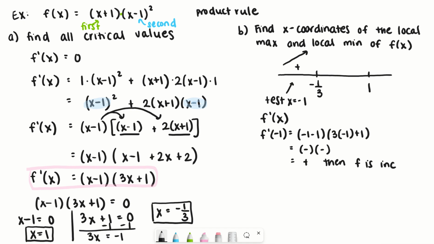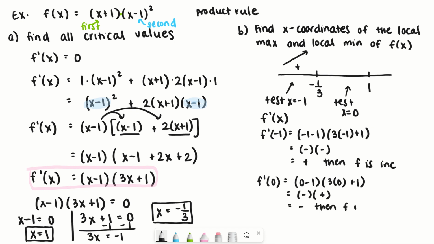Now I want to test an x value in between -1/3 and 1. So an easy one to test would be x equals 0. Once again, I'll test that into the derivative function. So now I'll get 0 minus 1 times 3 times 0 plus 1. 0 minus 1 is a negative number, and then this becomes a positive. So a negative times a positive will give me a negative. So because the derivative is negative, then f will be decreasing. So I'll put a minus sign here to show that f prime is negative, and then I'll draw an arrow to show that the function is decreasing.